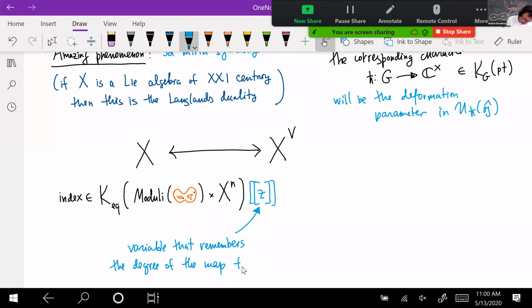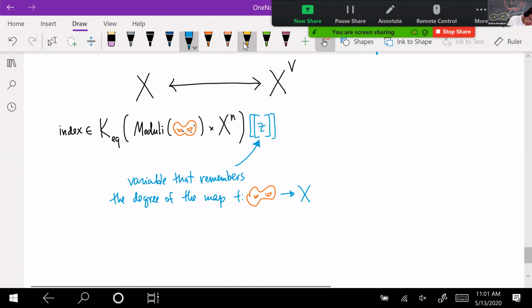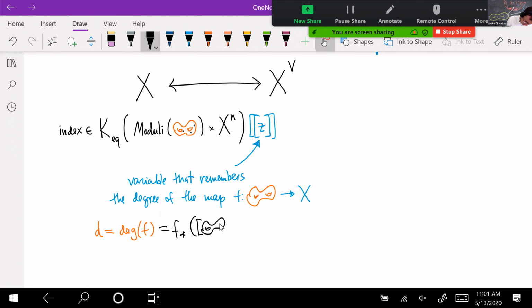Yeah, the map F going from... when I forget the map F, then of course I can have maps of higher and higher degree. So what is the degree of the map? I take D, the degree. This is really an element, defined as the push forward of the fundamental class in H lower to X set.